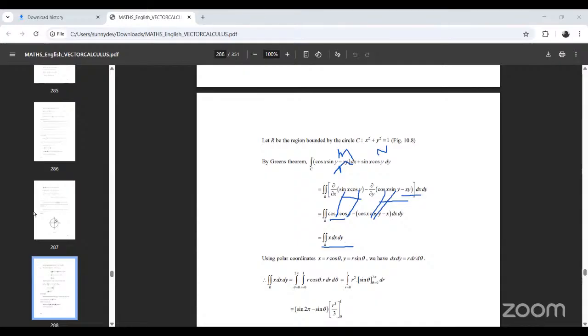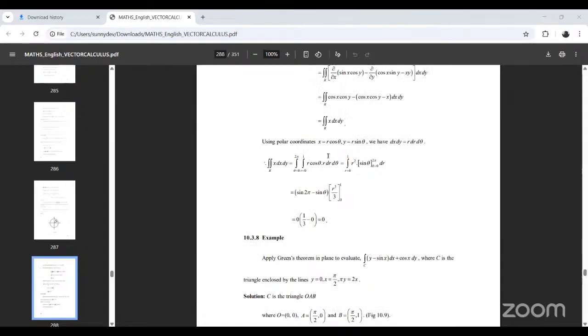So here we use polar coordinates. When you use polar coordinates, the equation becomes very easy to solve. So x equal to r cos theta and y equal to r sin theta. Then we have dx dy equal to r dr d theta. So r cos theta, r dr d theta. First we have to do the integration with theta. That is, the integral of cos theta is sin theta, and apply the limits: sin 2 pi minus sin 0. Sin 2 pi is 0. So completely that part goes to 0.